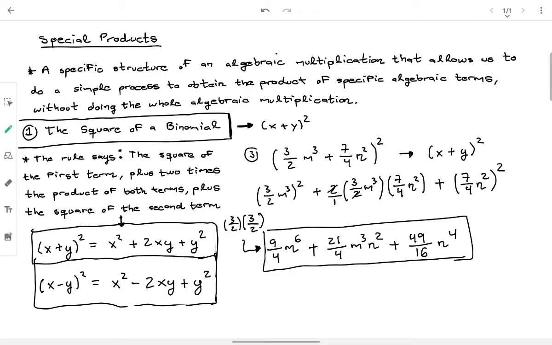So remember, if we have fractions, it's the same process. It's only applying the rule of a binomial squared, also called the square of a binomial. Let's see another example.